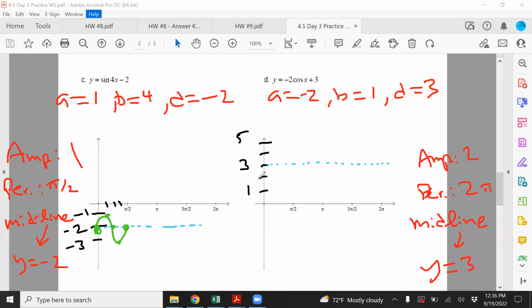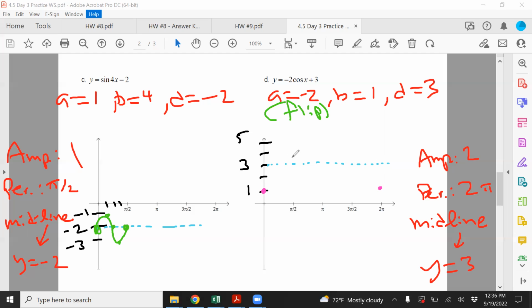Okay, next one. It's cosine. Now you got the flip. It's cosine, so it's going to start at the low point. So I'm going to start down here. And the period's 2 pi, so I'll end it right here. Now, why am I doing that? Because if I plug in 0, cosine 0 is 1. -2 times 1, -2 plus 3 is 1. I'm going to start right there, and then it ends at 2 pi, so I put 2 pi comma 1.